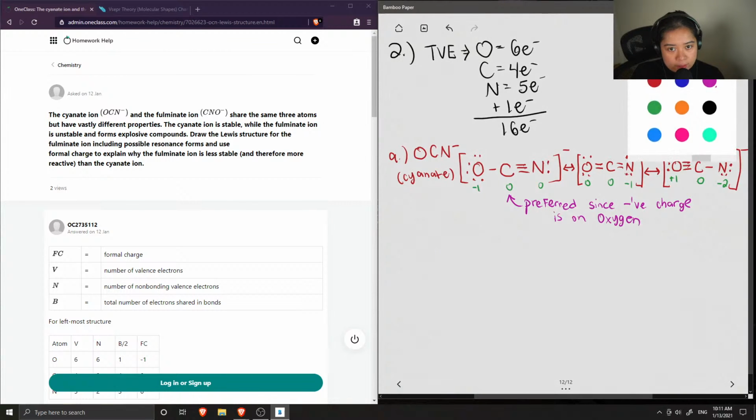Okay, so now let's look at the different Lewis structures of the fulminate ion. This time we have nitrogen as our central atom.